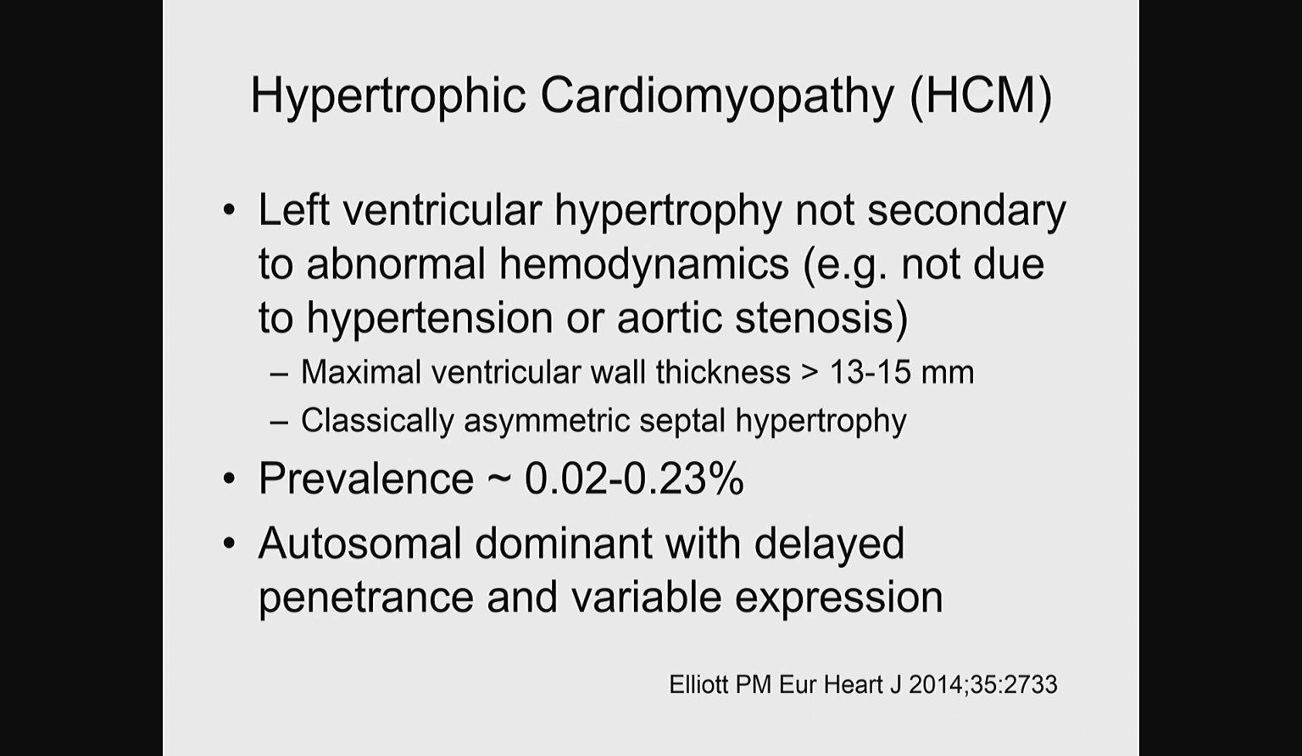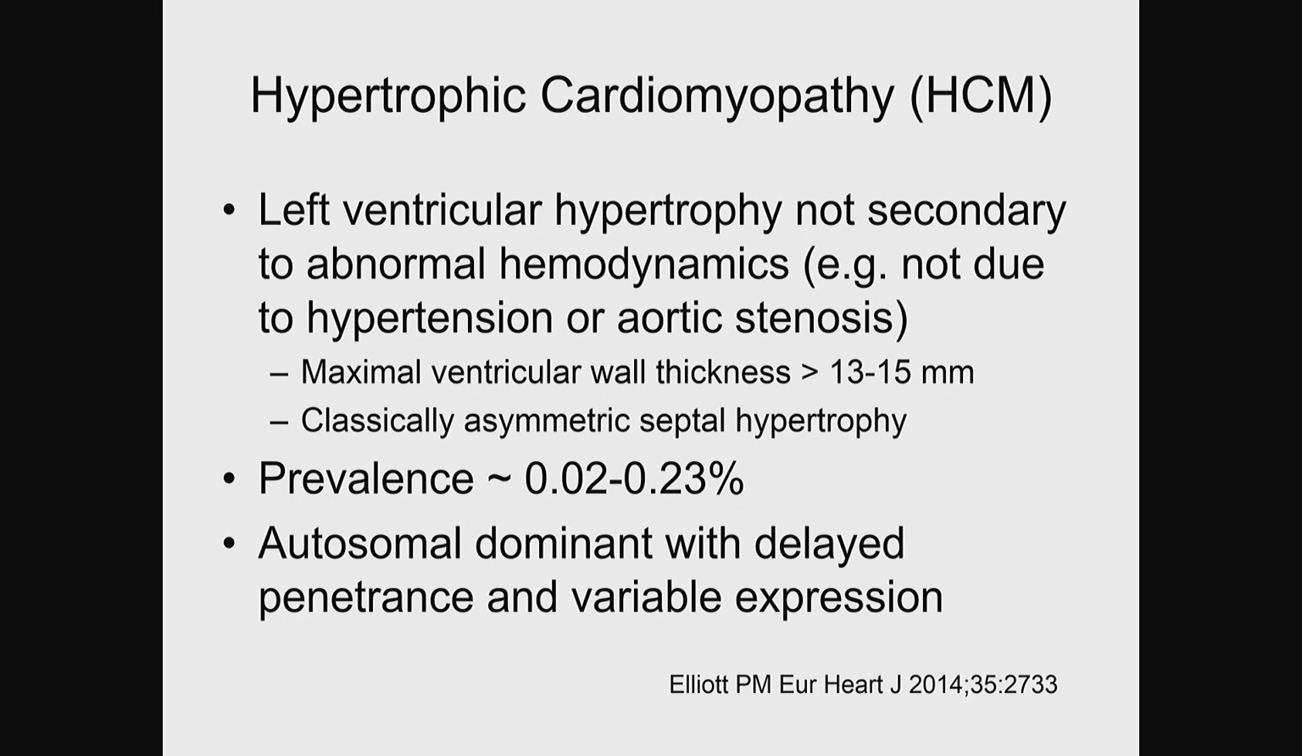Starting with hypertrophic cardiomyopathy. This is defined as left ventricular hypertrophy not secondary to abnormal hemodynamics. In other words, not due to uncontrolled hypertension or aortic stenosis. The working diagnosis is for a degree of left ventricular hypertrophy, generally greater than 13 to 15 millimeters in maximal wall thickness, and typically, this pattern of thickening is asymmetric, involving the interventricular septum to the greatest extent. However, different patterns of ventricular involvement have been well described in hypertrophic cardiomyopathy.